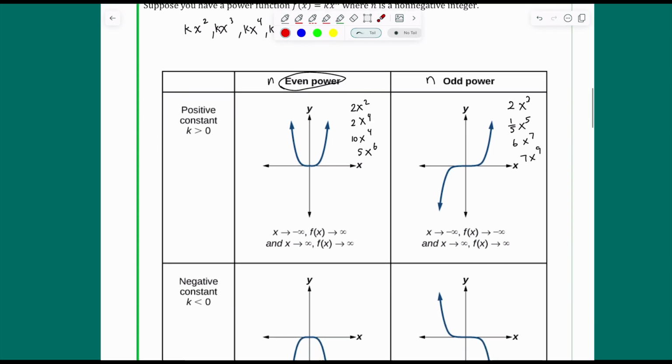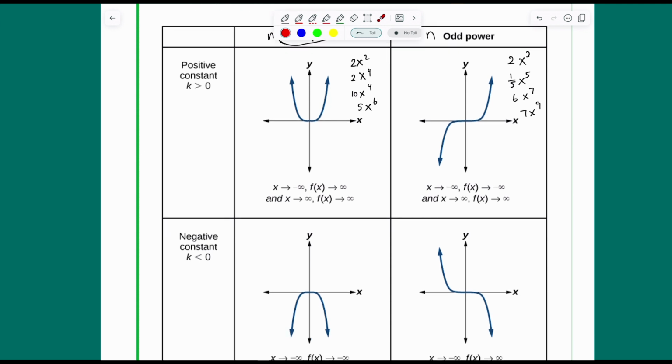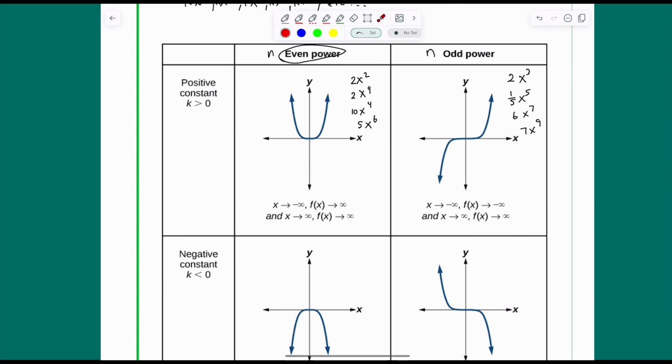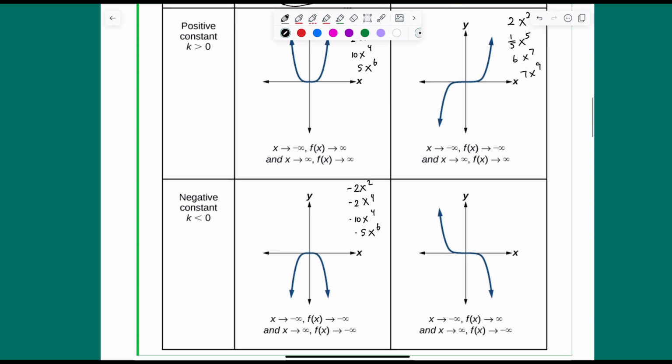All right, once again, next row here. If our constant k is negative, and we have an even exponent, so basically if we had the same examples here, except now these were negative coefficients, then what you're going to see is a shape that looks like this here.